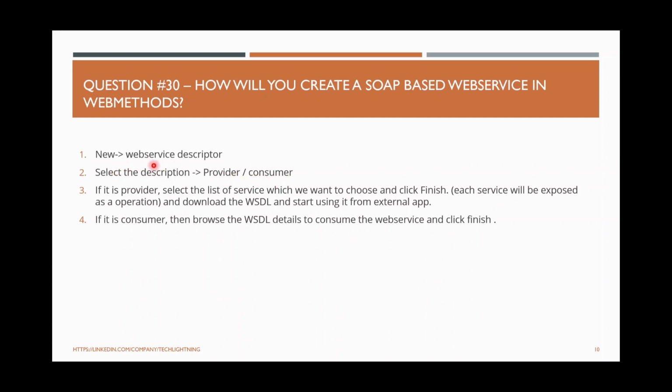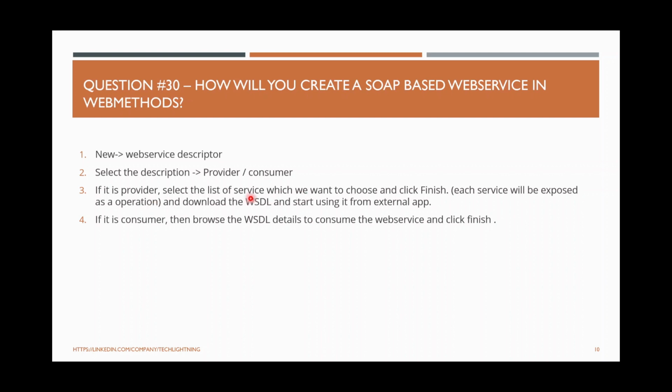So how do we do it? You go to new web service descriptor, then you select a provider. Provider means we have a few flow services which we want to expose as a SOAP based web service from webMethods. So in this case, webMethods is a provider. Once you select the provider, it will ask which services you want to expose. You can select a list of services. Each service will be exposed as an operation. In the SOAP world, you can have the same SOAP service with multiple operations. For example, a calculator web service can have operations like add, multiply, divide, and all those operations come under the same SOAP service.